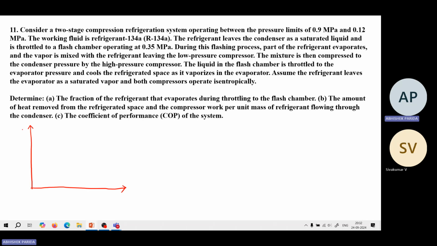The first, as I already said, is to use the p-h plot. So here it is R134A. In this case, we have the chart in our Tangerland book. Consider a two-stage compression refrigeration system operating between pressure limits of 0.9 megapascal and 0.12 megapascal. This is the minimum and the maximum. This is the evaporator pressure. This is the condenser pressure. Our working fluid is R134A.